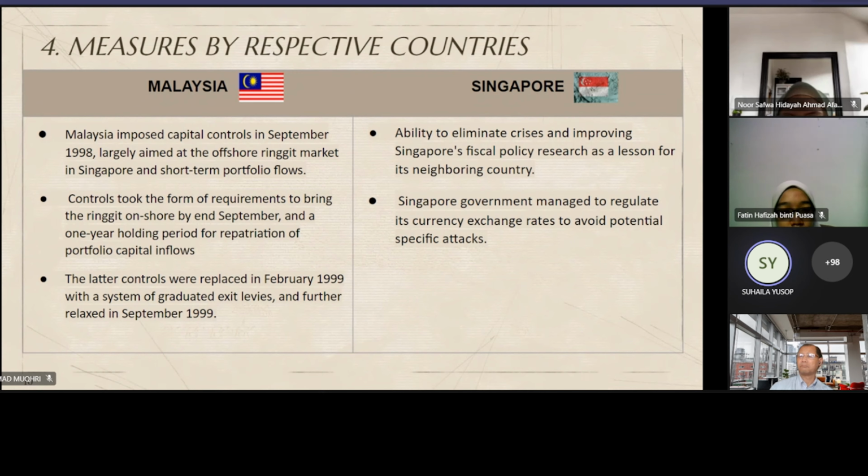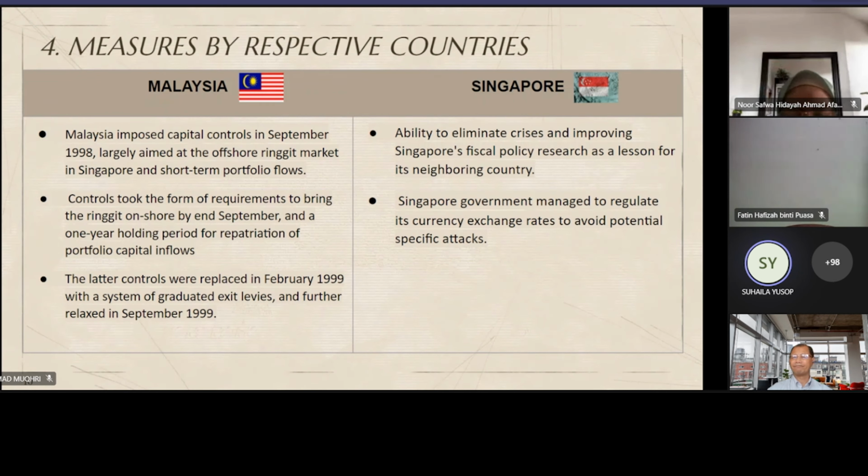Okay, for Malaysia, Malaysia imposed capital controls in September 1998, largely aimed at the offshore ringgit market in Singapore and short-term portfolio flows. The controls took the form of a requirement to bring the ringgit onshore by end September and a one-year holding period for repatriation of portfolio capital inflows. The latter control was replaced in February 1999 with a system of graduated exit levies and further relaxed in September 1999.